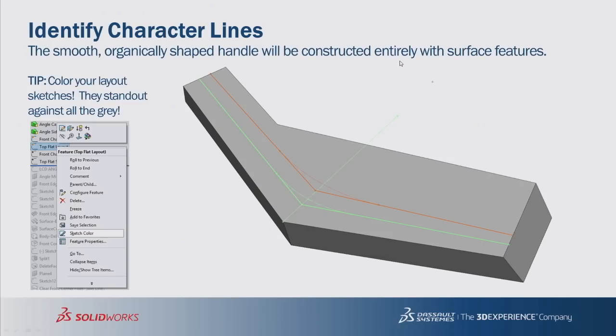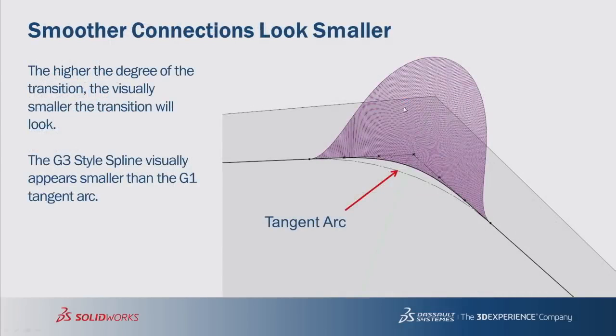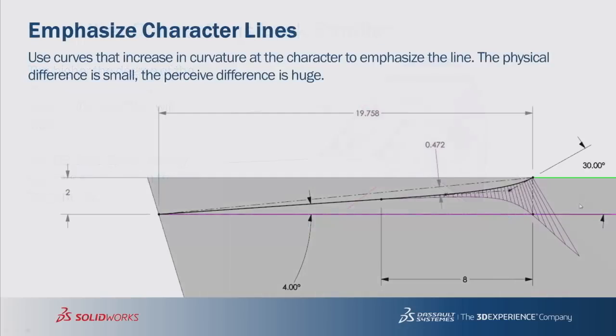So to recap, we identified the character lines, and we sketched the surface profiles. I'm using that fillet trick to define the size of my transition. I'll come back in with the style spline so I have a G3 connection. Remember that the smoother the connection, the smaller it's going to look. Here is the tangent arc, and here is the G3 connection with the trick we talked about: all three line segments made equal and made collinear to this line here. Likewise on the other side.